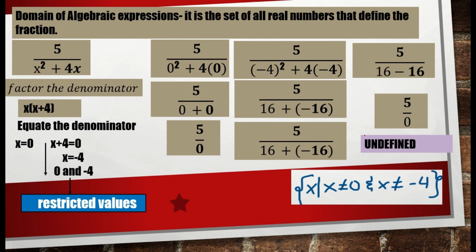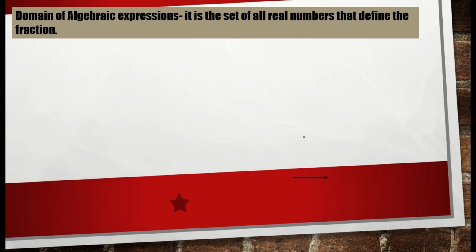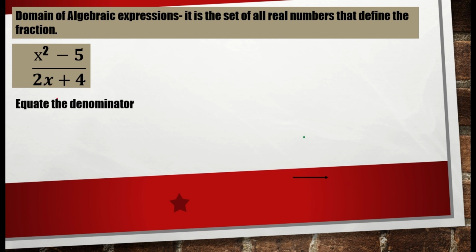So, x such that x is not equal to 0 and x is not equal to negative 4. That is our final answer, or our domain. Next. So we have x squared minus 5 over 2x plus 4. Our denominator is 2x plus 4. So we equate the denominator. We have 2x plus 4 equals 0.